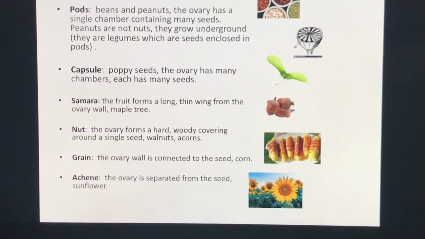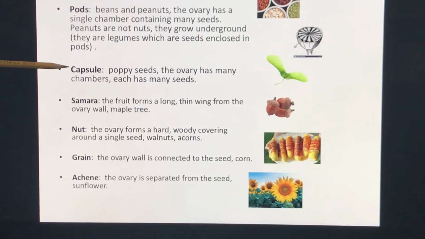Okay, so let's look at some dry fruits. You have pods, which include beans and peanuts. Here the ovary has a single chamber containing many seeds. And just to point out, peanuts are not actually nuts. They grow underground, and they're considered legumes, which are seeds enclosed in pods. So hence it's a pod.